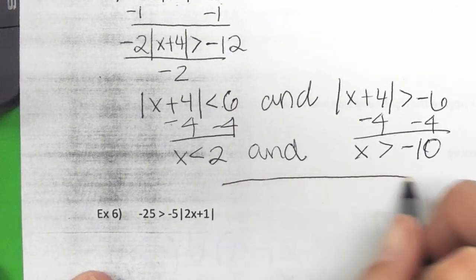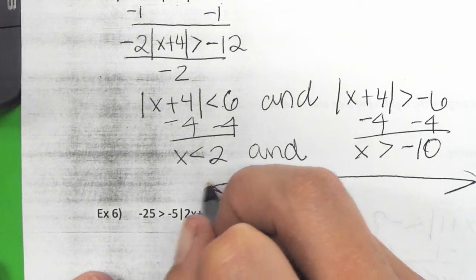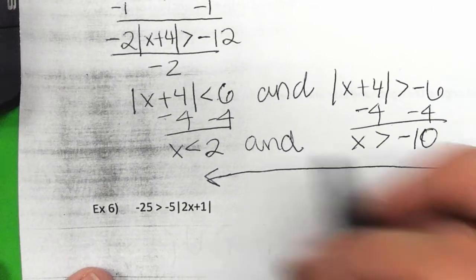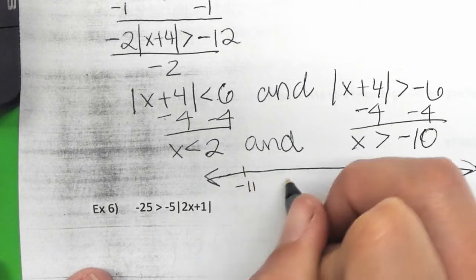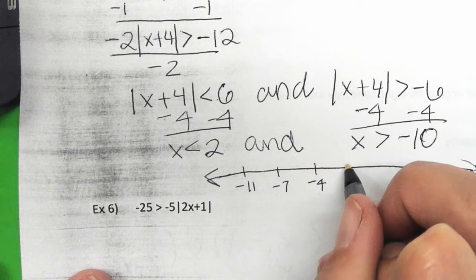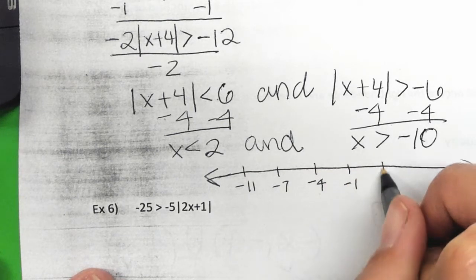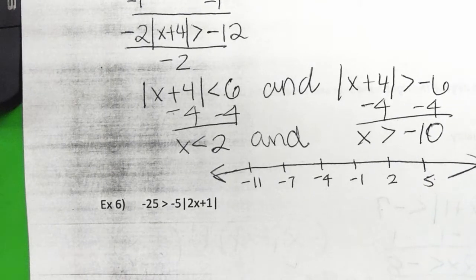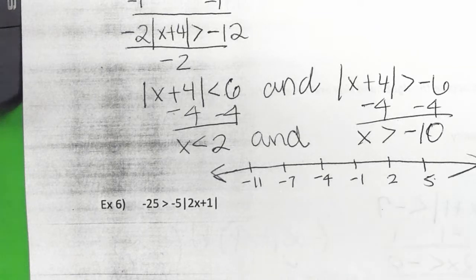Alright, so the number line needs to go from what? Negative 11 to 3. So I'm going to go by 3s. There we go. Oh, I messed up on that one. I went by 4, then 3, 3, 3. Oh well.